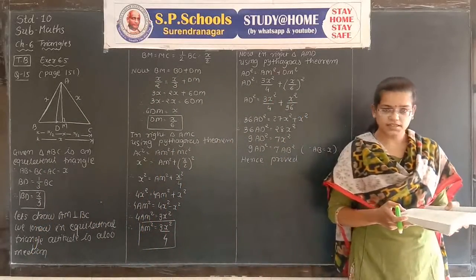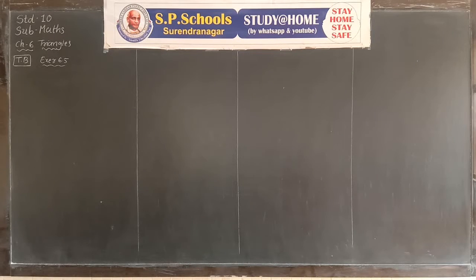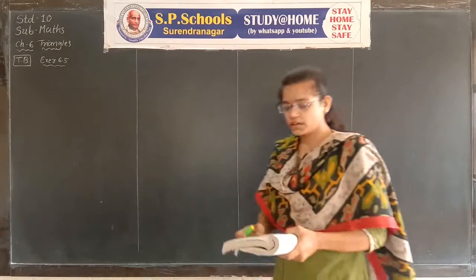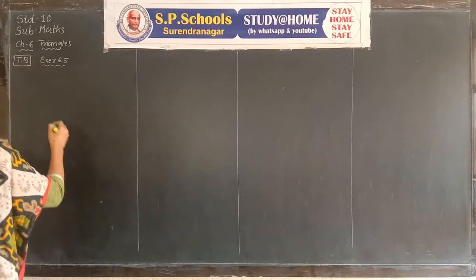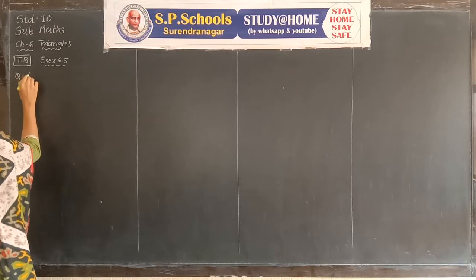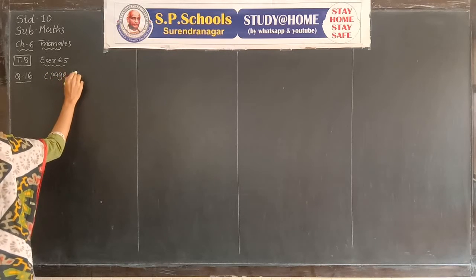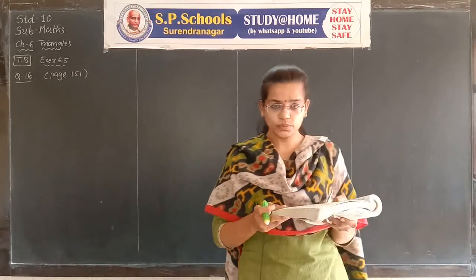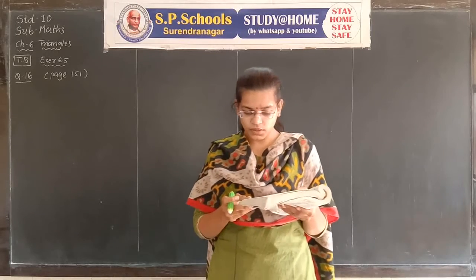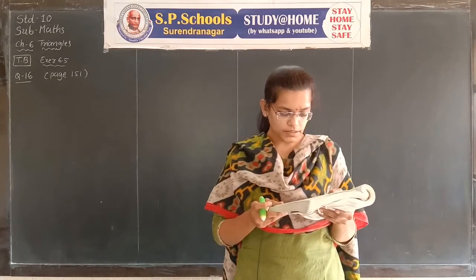Now we discuss the next, number 16. Now see the next 16th number from exercise 6.5, question number 16, on page number 151. In the equilateral triangle, prove that 3 times the square of one side is equal to 4 times the square of one of its altitudes.